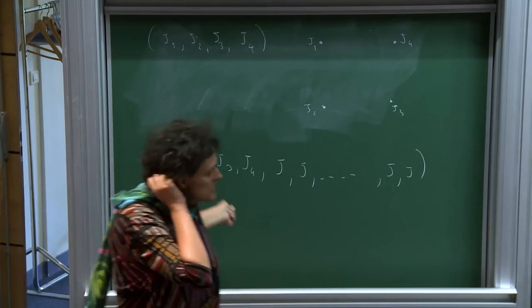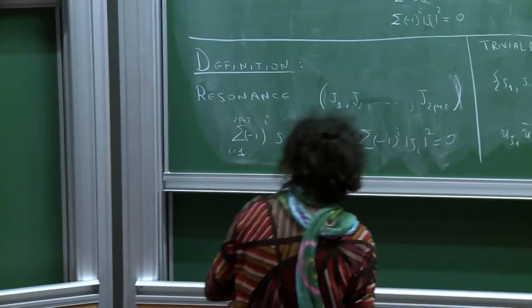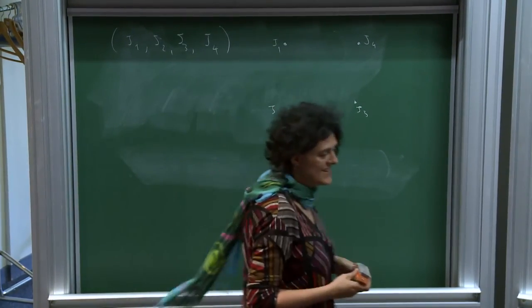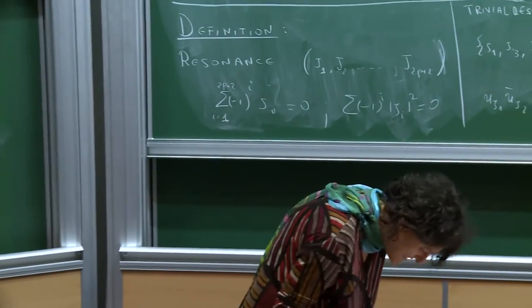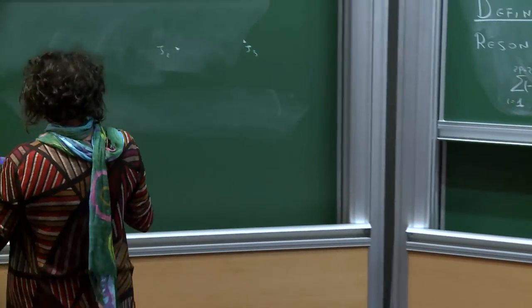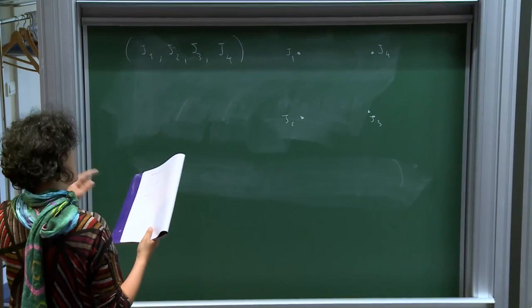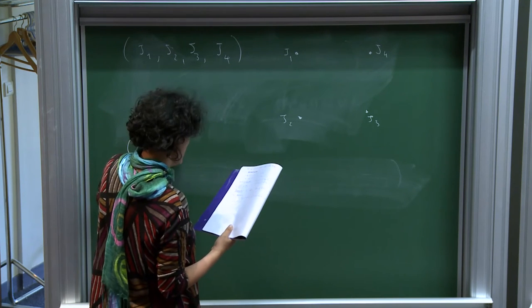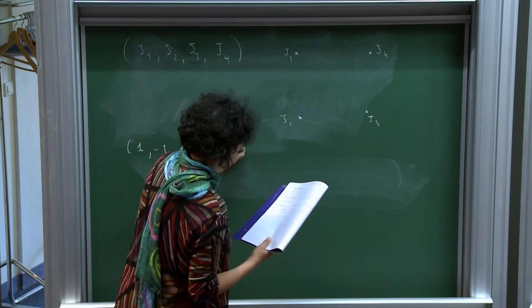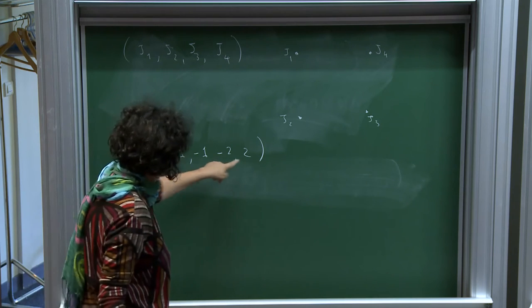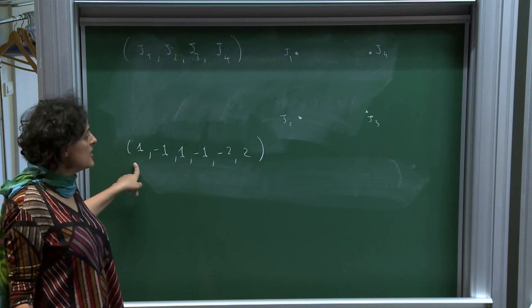But in any case, you do not have only rectangular resonances. You can have other things. So for instance, I never get this right, so I have to copy it. Voilà. So I can produce a resonance of order 6 already in dimension 1, and this resonance is like this: 1, minus 1, 1, minus 1, minus 2, and 2. This is from the paper of Grébert and Thomann. And you can check that this is in fact a resonance of order 6 by just computing.